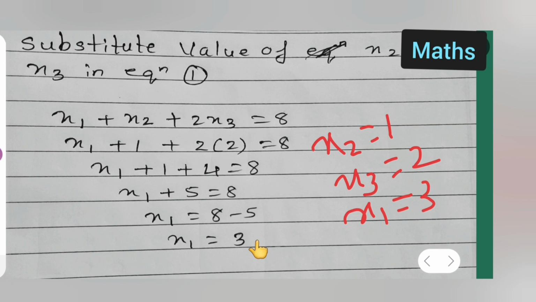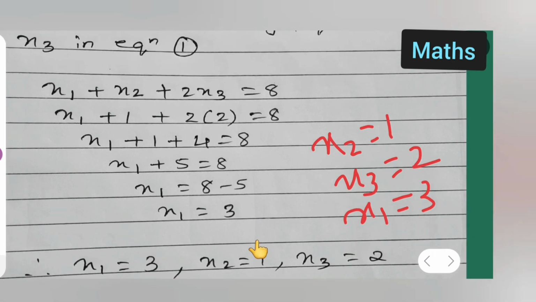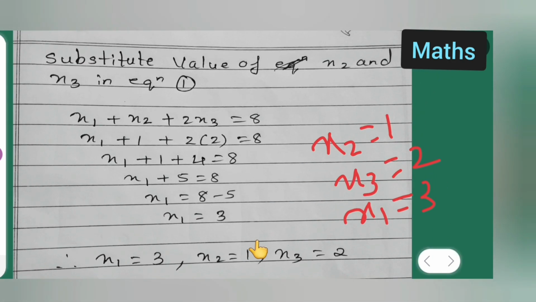Now, in the last, what you will have to write is this. Therefore x1 is equal to 3, x2 is equal to 1, x3 is equal to 2. So we are done with the matrix by Gauss elimination method.